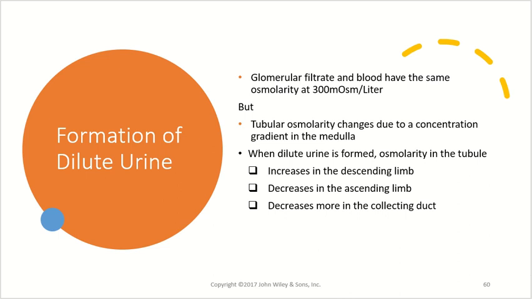So when you're forming this dilute urine, the glomerular filtrate and blood are going to have the same osmolarity. All right, so it's going to be about 300 milliosmoles per liter. However, it's important to remember that the tubular osmolarity is going to change due to a concentration gradient that's found in the medulla. So when dilute urine forms, the osmolarity in the tubule is going to increase in the descending limbs. It's going to decrease in the ascending limbs, and it's going to decrease even further in the collecting tubules.